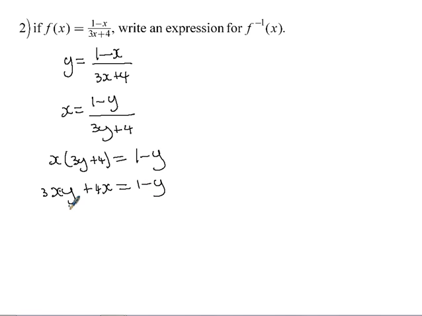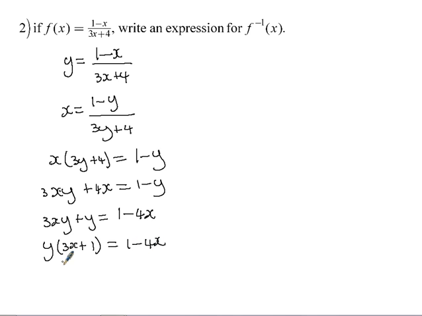The y appeared twice, remember that? So if the y's appear twice, that's the one you want to make the subject. Simply group them together so you can factor it out. So you'd have 3xy plus y is equal to 1 minus 4x. You factor the y out of these, so y times 3x plus 1 is equal to 1 minus 4x.